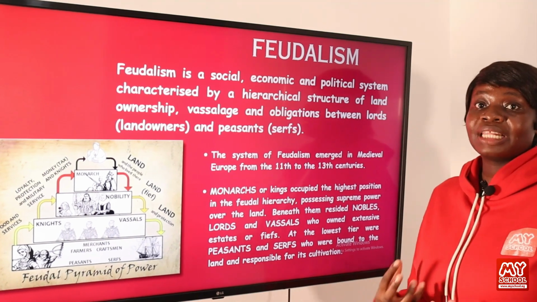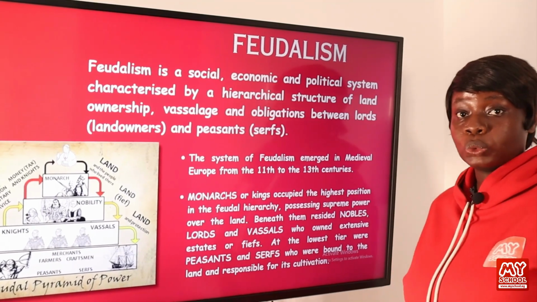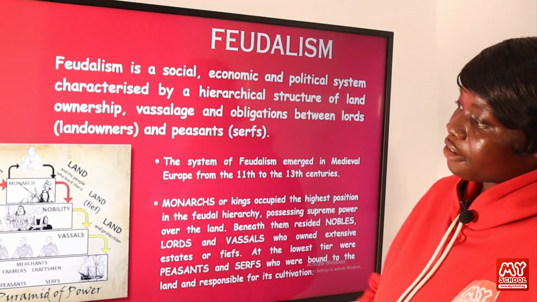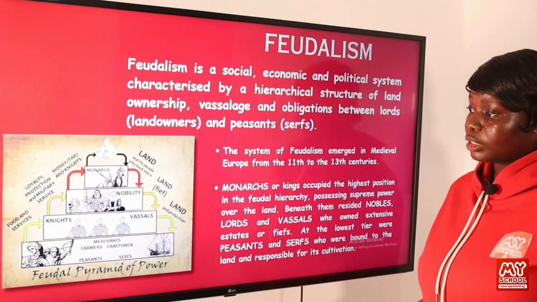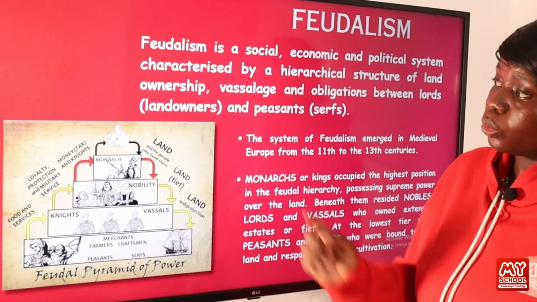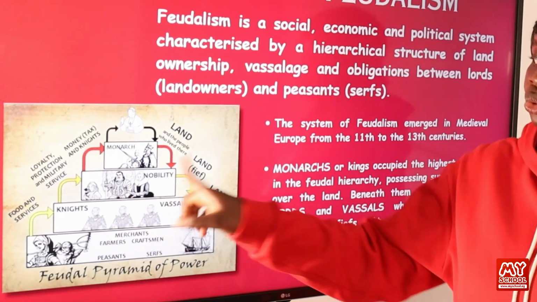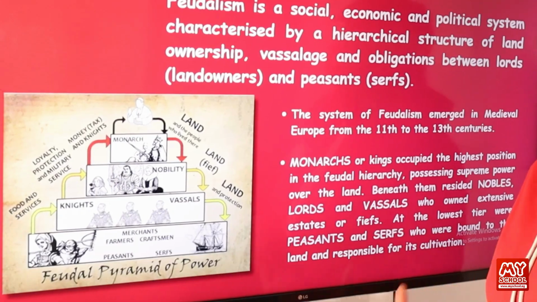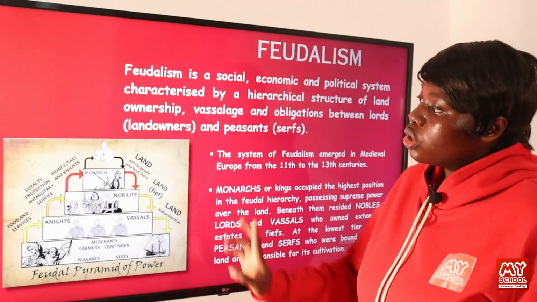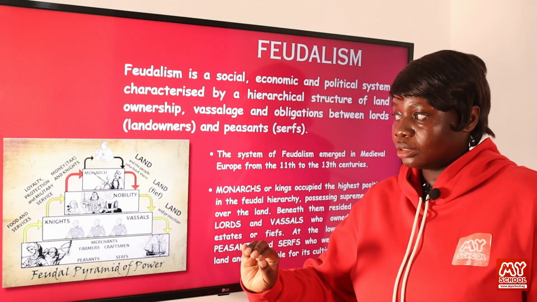So in feudalism, land is the main commodity, and the amount of land you own determines your place in the society. So this is the hierarchical structure for a feudal system of government. At the top of this hierarchical structure is the monarch, the king or the queen, who offers land to the nobility. Those are members of society that hold certain titles in the society. So the monarch offers land to the nobility.